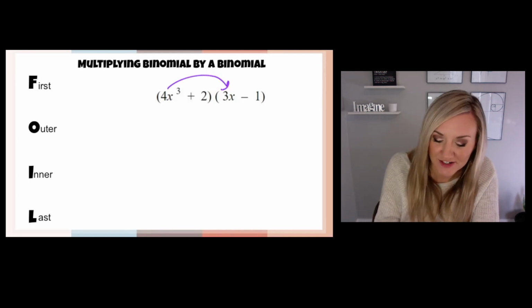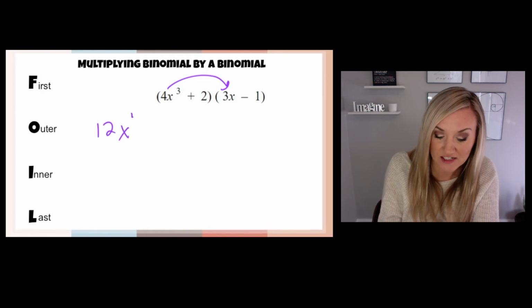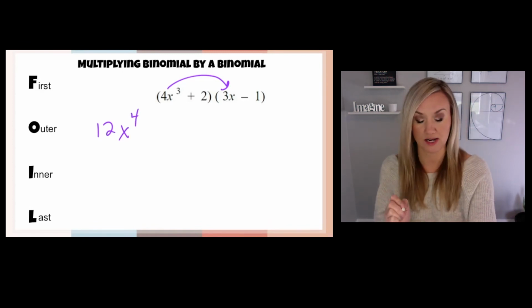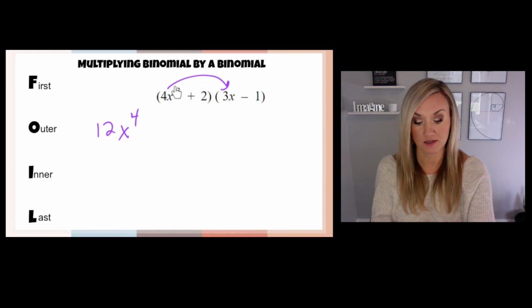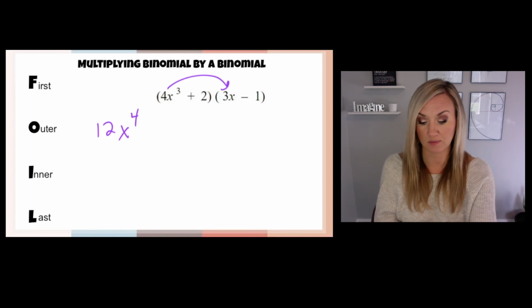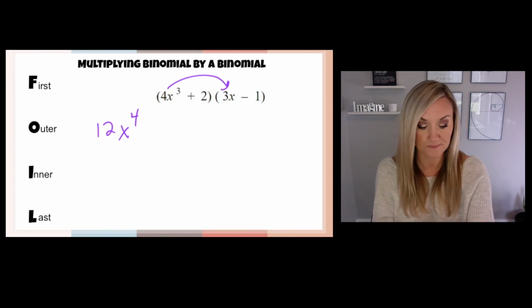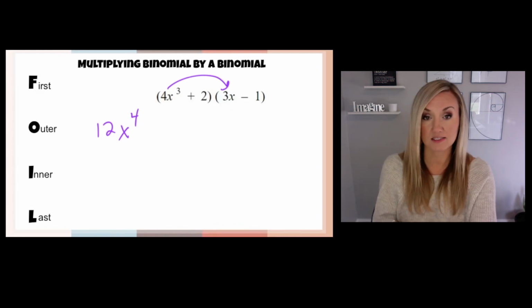So first times first, and this is going to be 12x to the 4th power, right? You have 3 and you have 1. So we know that we have 4 total x's when we multiply, and then we can multiply the 4 times the 3. All right, so that's the first.